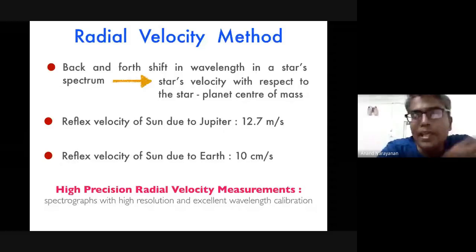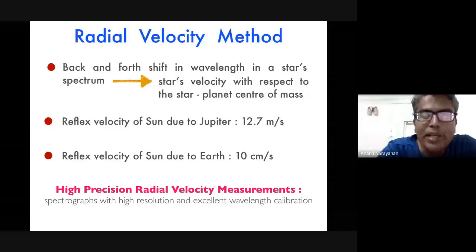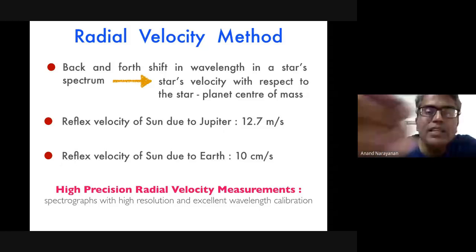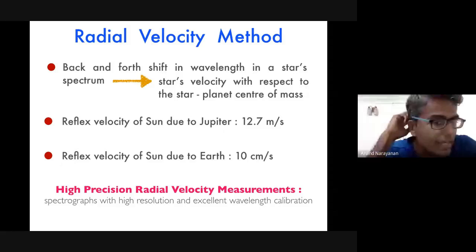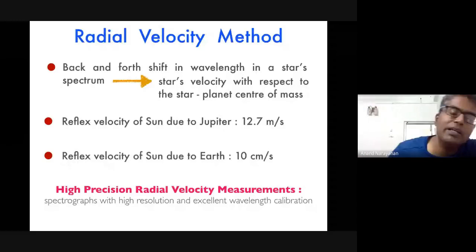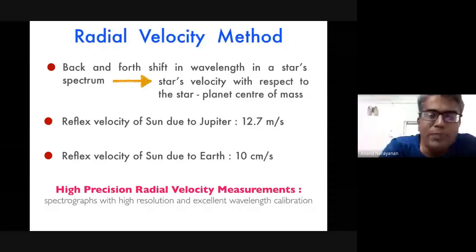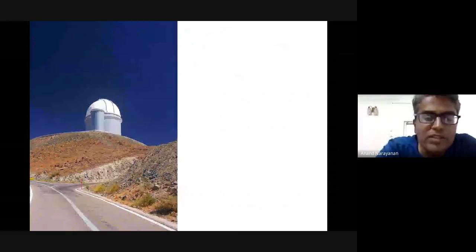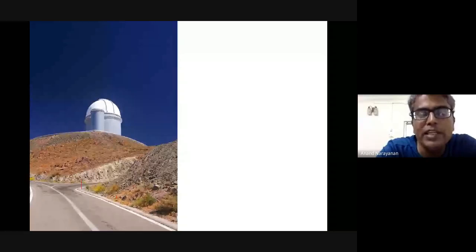So the optical engineering part is highly complex, and it took years to come up with the kind of design and the kind of exact measurements that are required to make these fine spectral line shift measurements. Okay, so the entire thing is called high precision radial velocity measurements. I'll show you one or two pictures of what a telescope looks like and what a spectrograph that is used for detecting exoplanets using radial velocity method looks like.